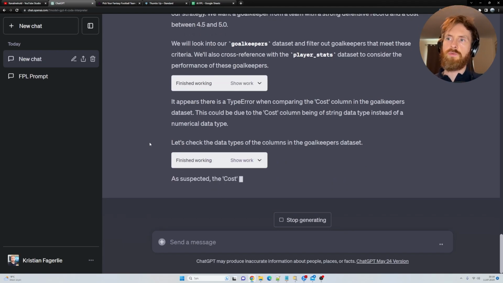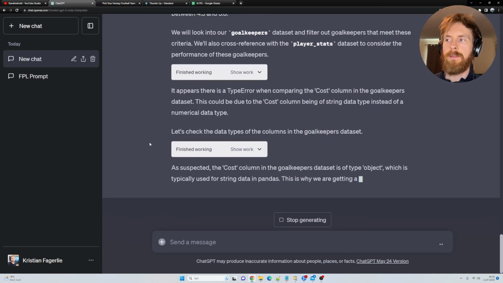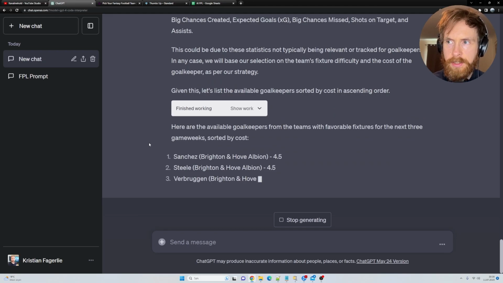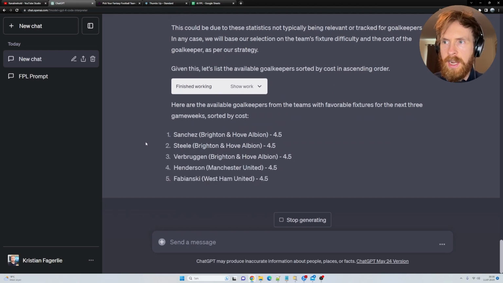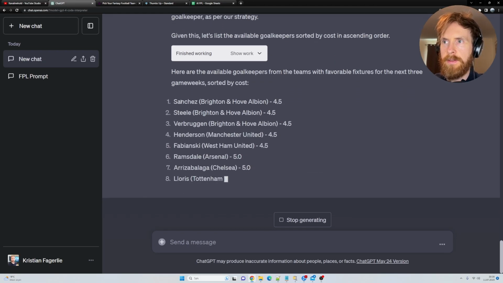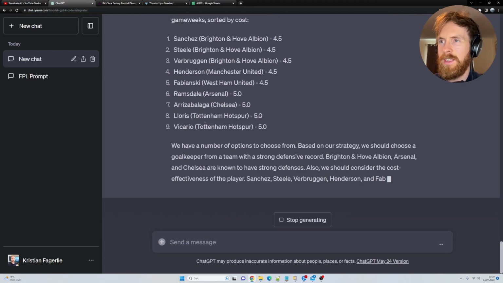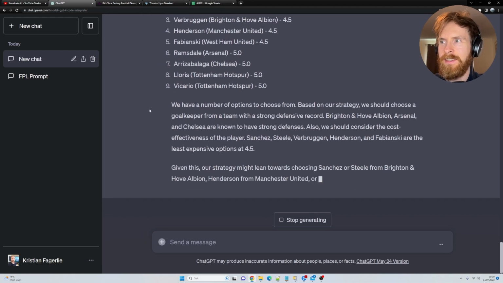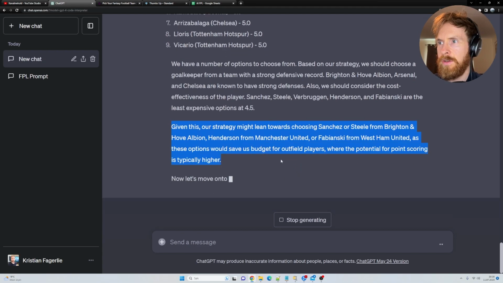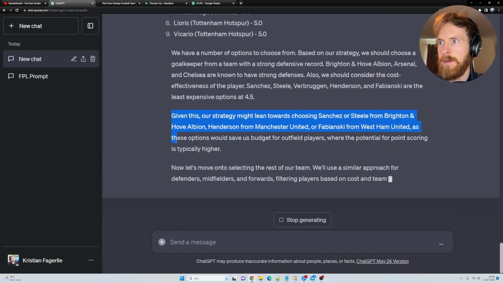Okay, so let us just run a bit and see what it comes up with. Okay, so here you can see it comes up with what kind of keepers that are available. So we have Sanchez, but the thing is like, it doesn't really know who is playing. So we are leaning towards Sanchez or Steele, Henderson from United or Fabianski from West Ham.